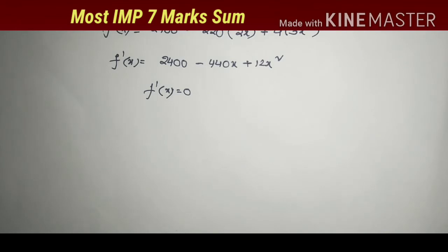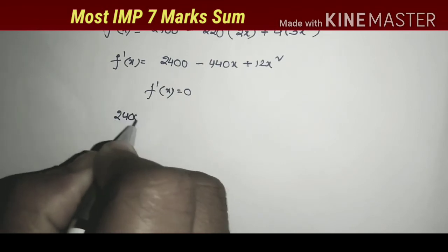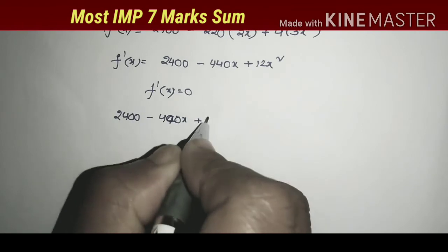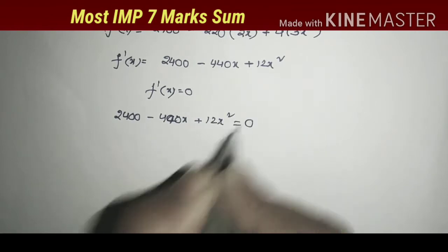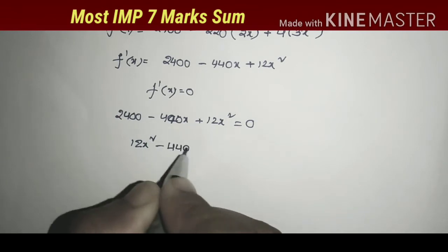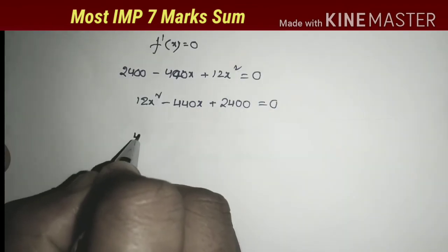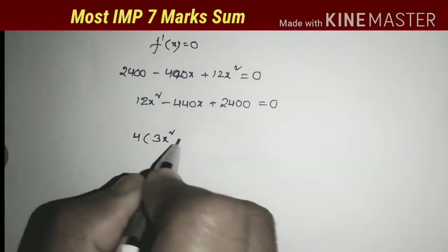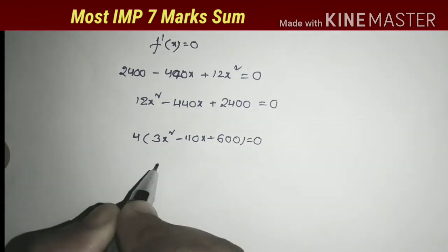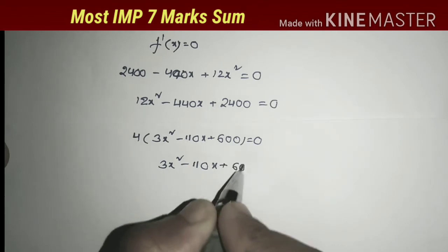This is the procedure to get the minimum or maximum value. So f dash of x is equal to 0. That is 2400 minus 440x plus 12x square is equal to 0. Now writing in order, 12x square minus 440x plus 2400 equal to 0. Now taking 4 common here, 4 into 3x square minus 110x plus 600 is equal to 0. That is 3x square minus 110x plus 600 is equal to 0.